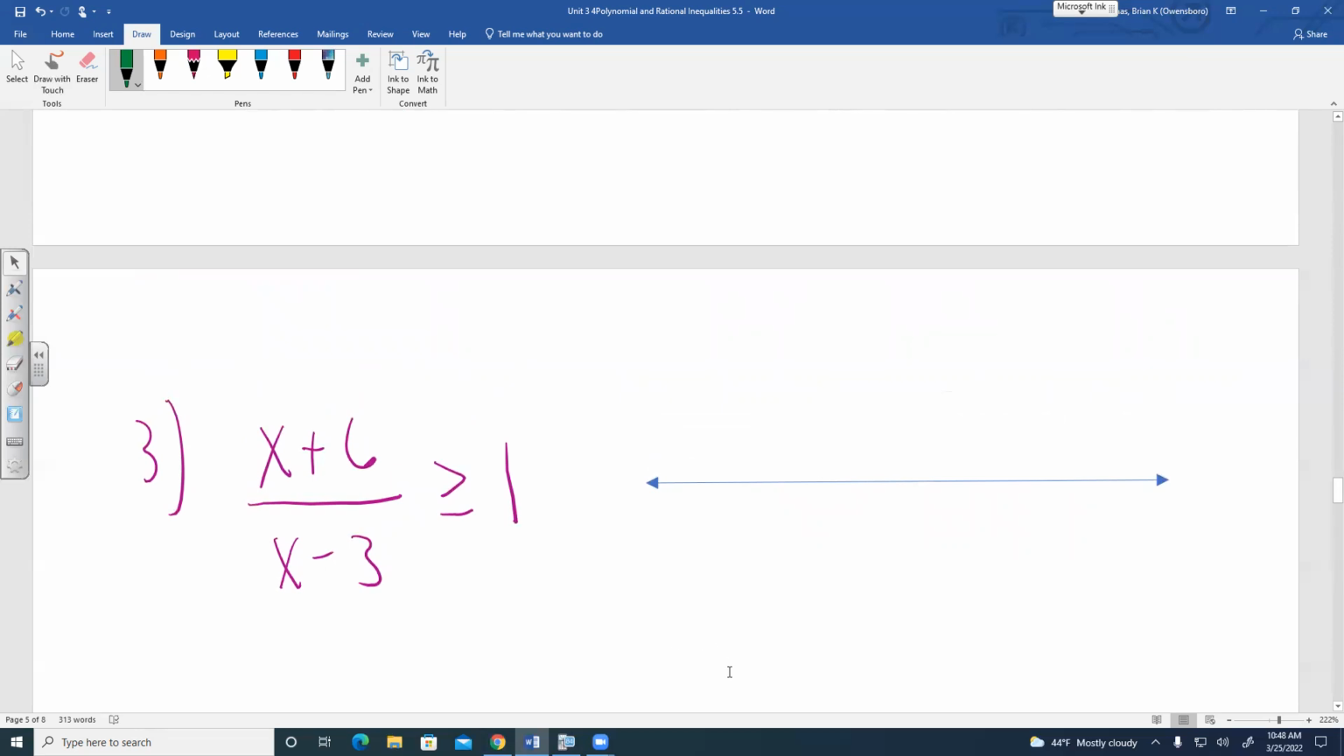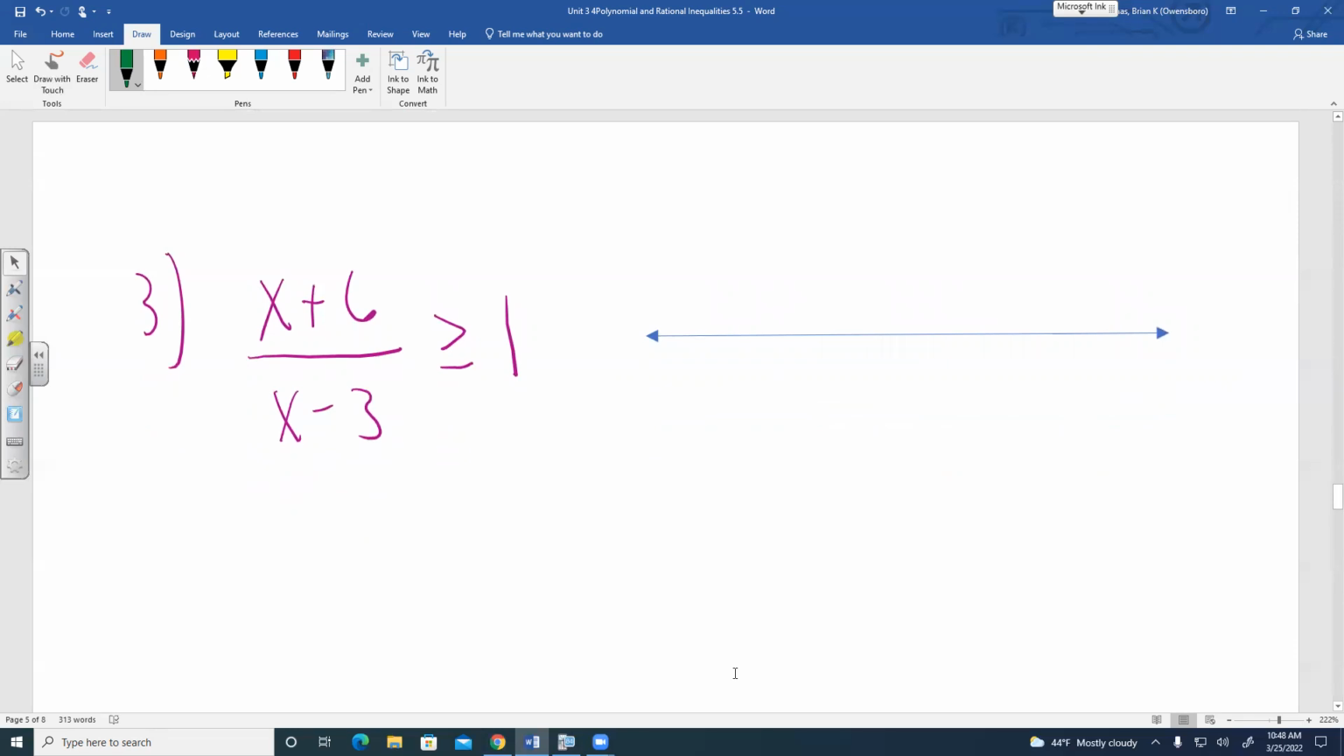So to do this one though, notice how we're not in luck here because it's not set to 0. So we got a little bit of math to do here. So we have to move this 1 over to the other side. So we have x plus 6 over x minus 3 minus 1 is greater than or equal to 0.